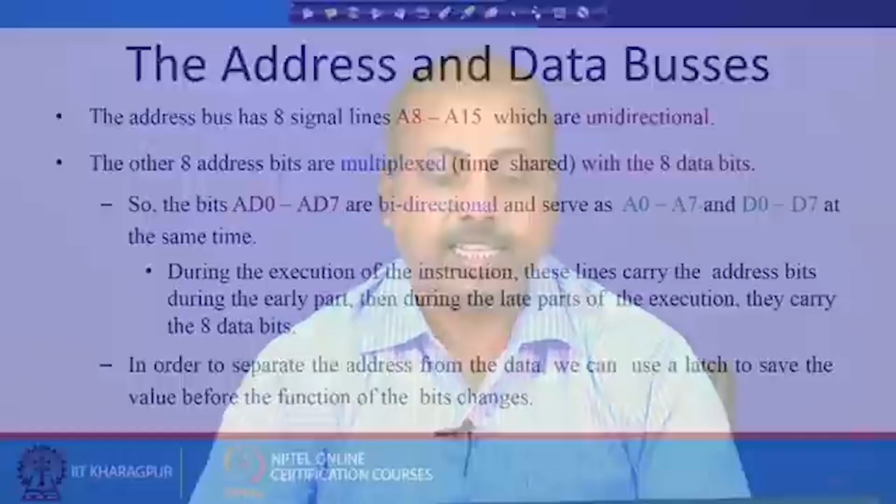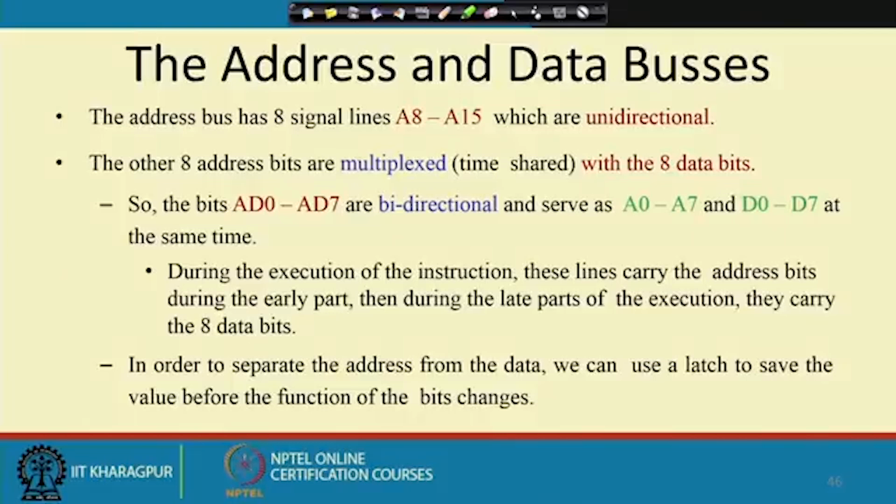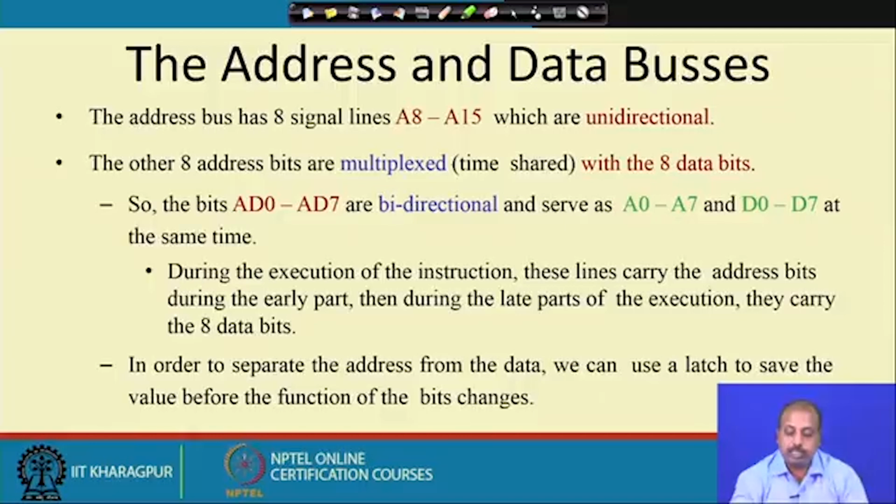During the execution of the instruction, these lines carry the address bits during the early part, and then during the late part of execution carry the data bits. So at the beginning they will carry the address bits, towards the end the data bits. In order to separate address from data, we can use a latch. We will see that this definition of early part and later part is a bit fuzzy. Where is the boundary? That is not very clear.